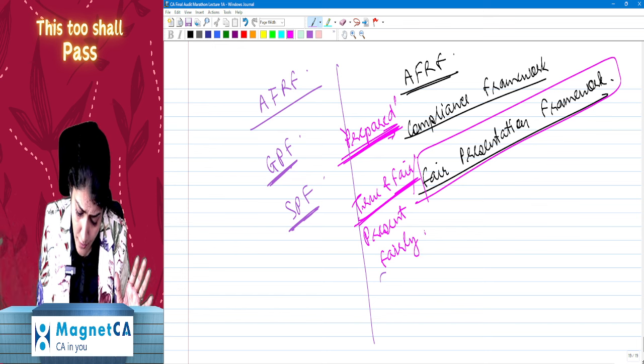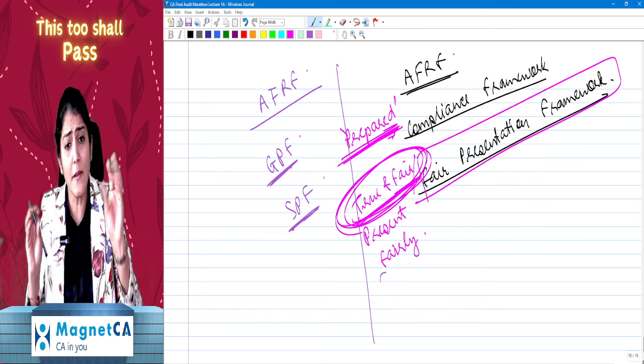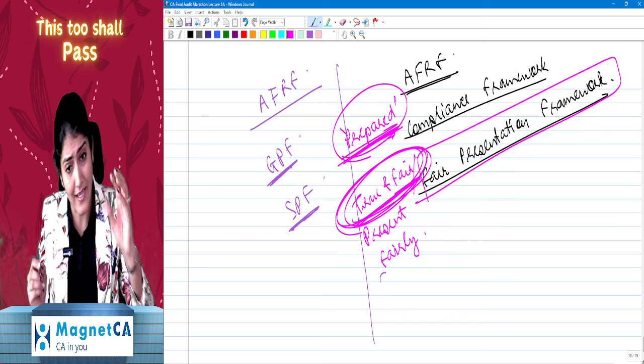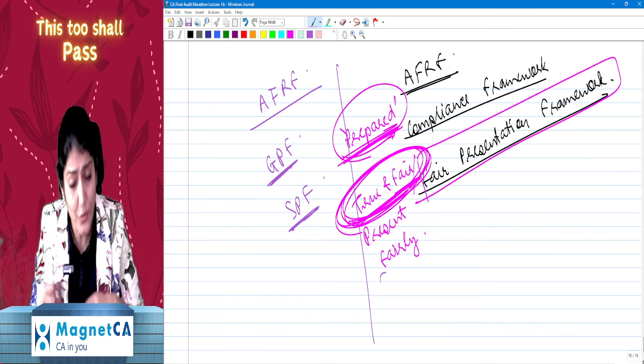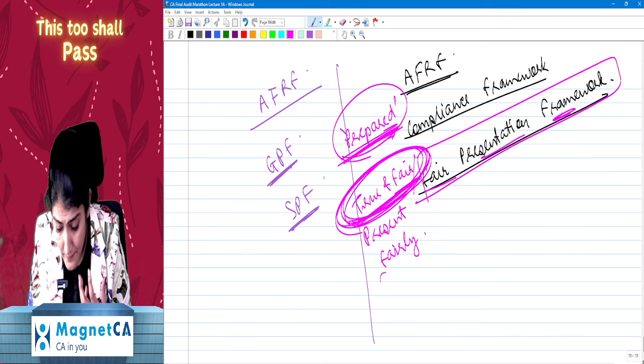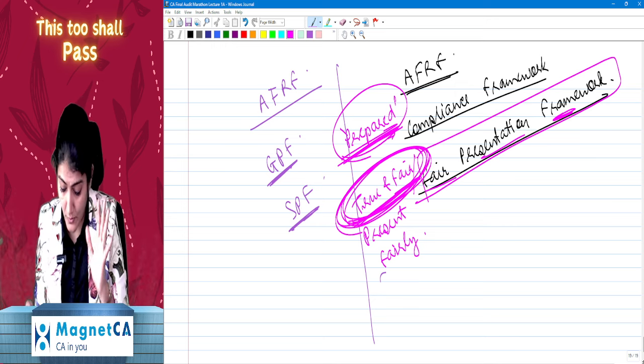But what we very commonly see is what is used as true and fair. So simple, whenever you say prepared, that is compliance framework as such. And then when you say true and fair, that means it's a fair presentation framework. Right, fair presentation framework. Okay, right.